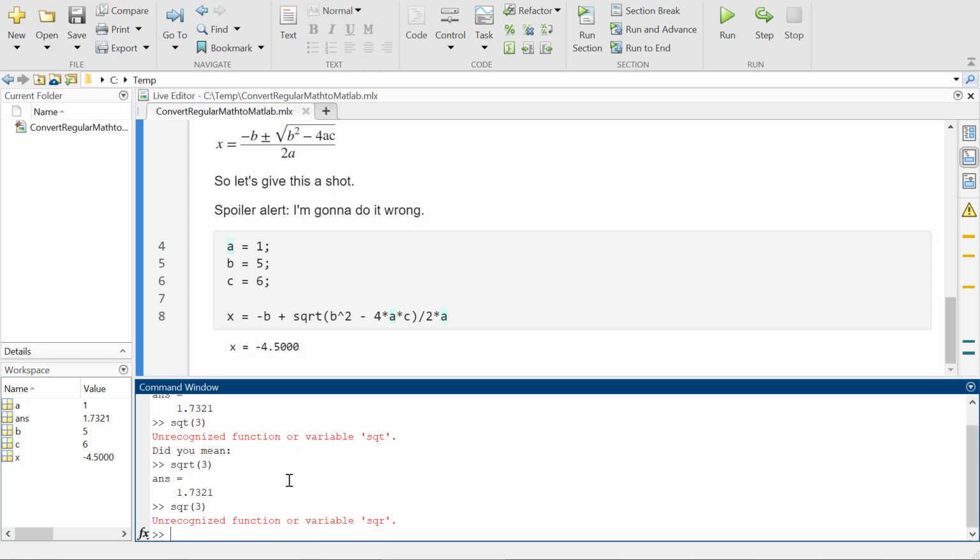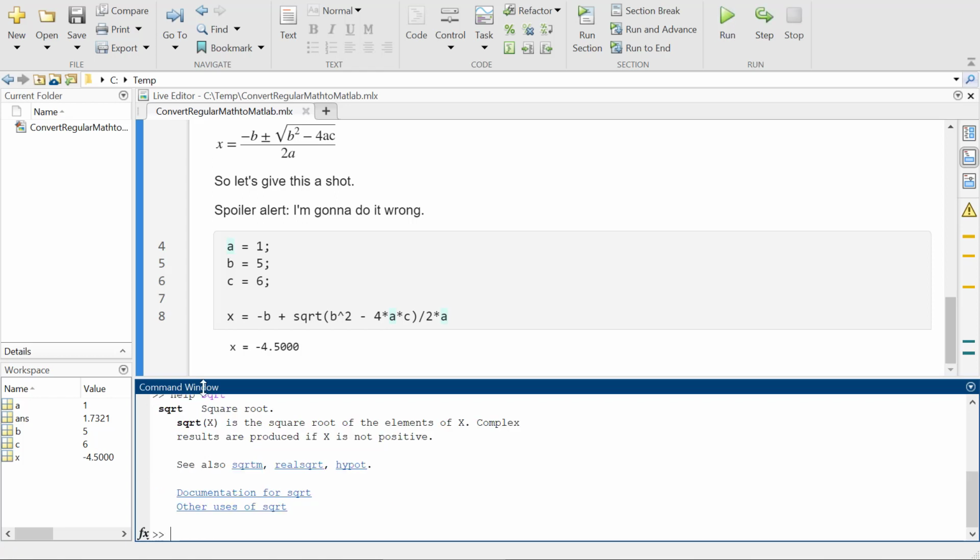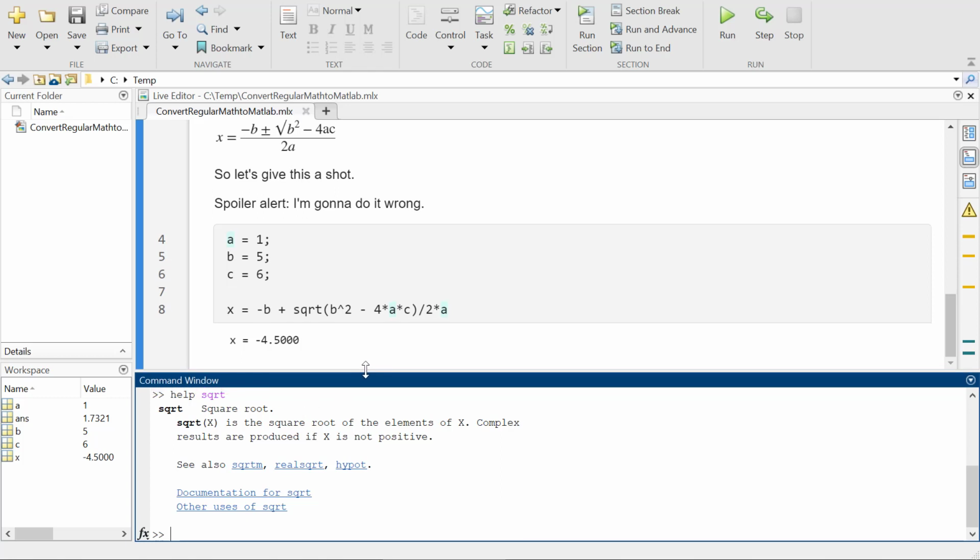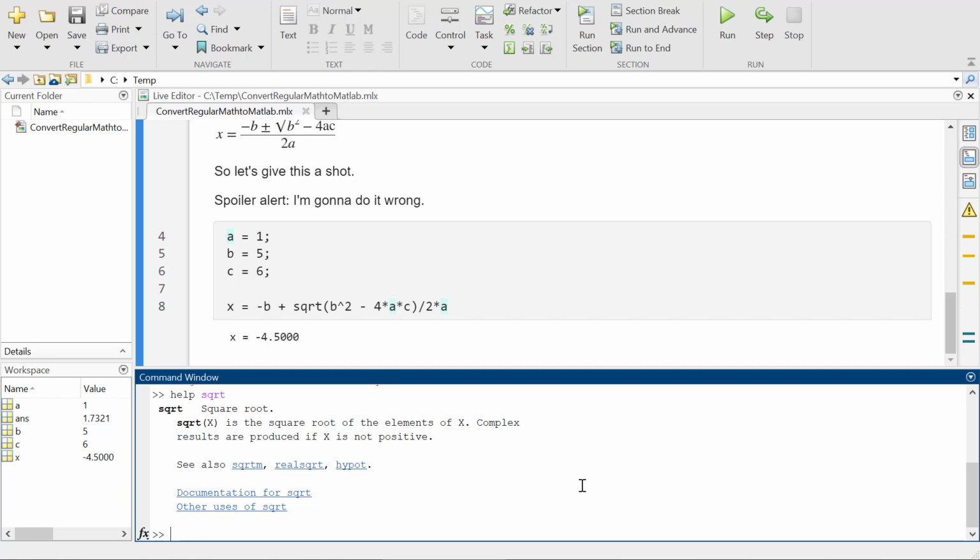You can also, if you're really kind of sensitive about it, type in help sqrt, and it'll tell you for sure, yes, this is a square root, just in case you were scared. It's okay to be scared. All kinds of things can be scary. I'm scared of quesadillas, or I don't know why I said quesadillas.